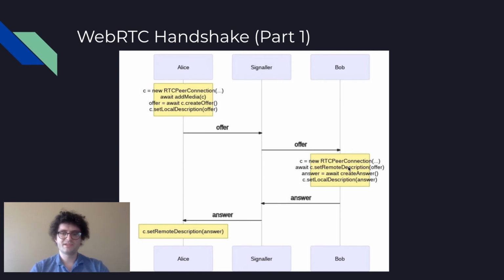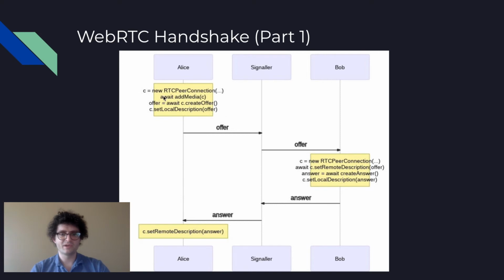Bob also creates a connection object, and then he receives the offer. He creates what's called an answer from this connection object, which is also another session description. So you can see Bob receiving the offer and setting its remote description to that offer. And you can see it creating an answer. He then sets his local description to the answer that it just created.